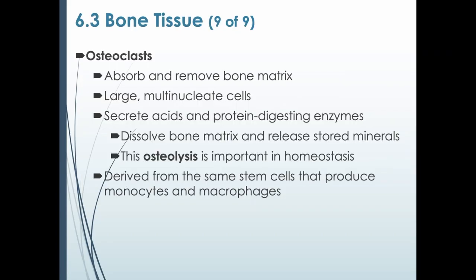Moving on to those osteoclasts. Remember I told you the clast, you can think about clashing. They're going to break down and clash, but make sure it's clast. They're going to absorb and remove bone matrix. They are large cells. They're multinucleated, which means they have more than one nucleus. They're going to secrete acids and also protein-digesting enzymes to help dissolve the bone matrix and release stored minerals. There are minerals stored in the bone matrix.